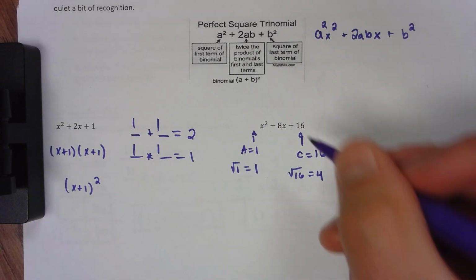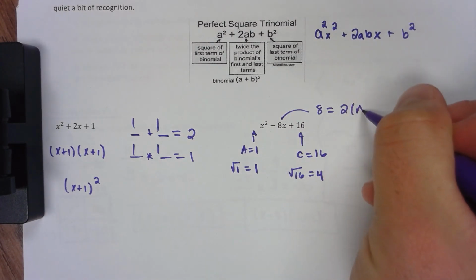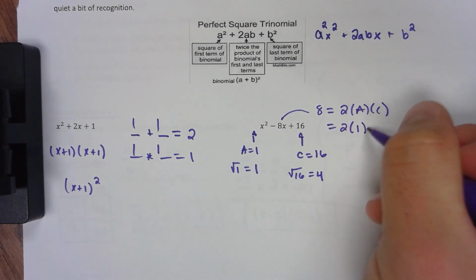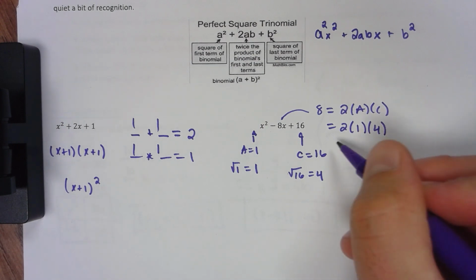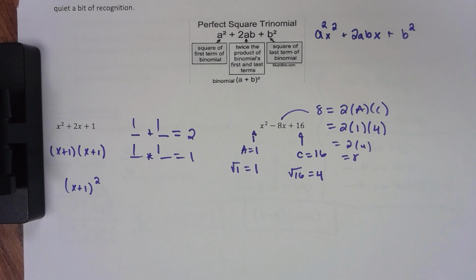And then 8 is equal to 2 times our a value times our c value. Right? A is 1, c is 4. 2 times 1 is 2, times 4 is 8. So I'm like, oh, I have that formula. But you can already see how much recognition it takes, right?